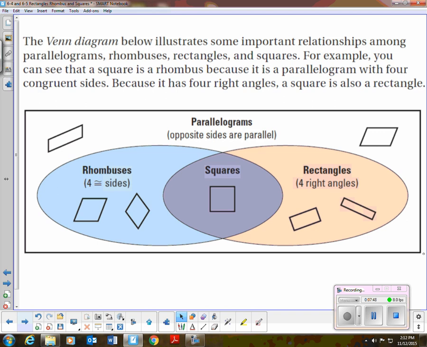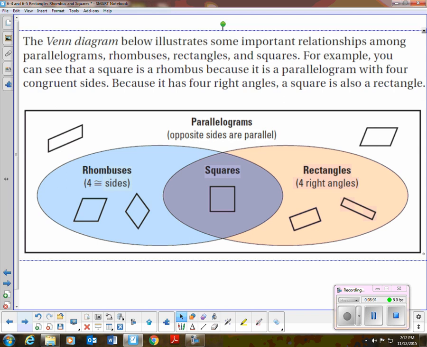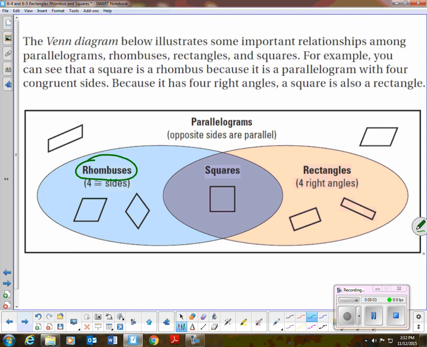All right, so just so you can see, this is a Venn diagram of the world of parallelograms. So if we got all the parallelograms in the world, they're all inside this big box here, which is the world. And so inside parallelograms, there's a group called the rhombuses. And then there's a group called the rectangles. And when those two groups get together, when they have both the properties of a rhombus and the properties of a rectangle, they become a square.